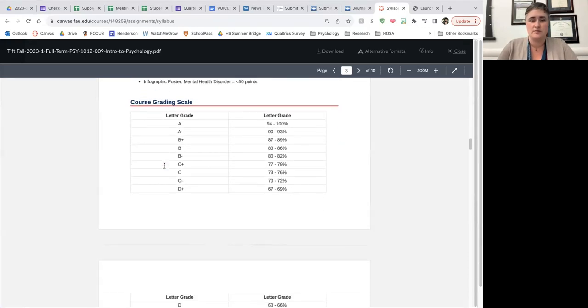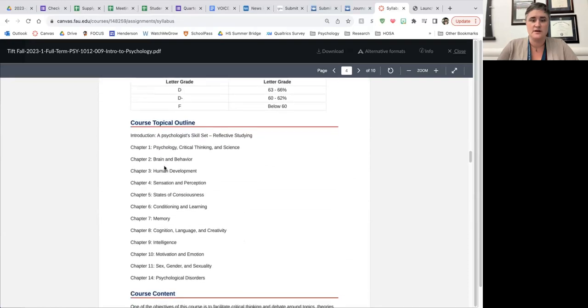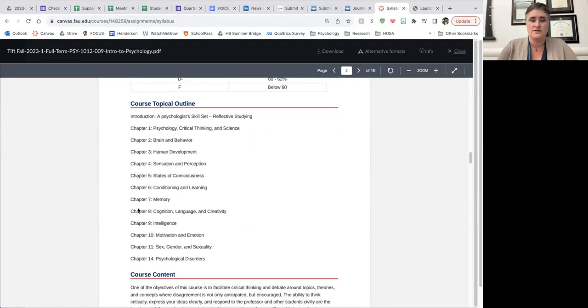Here is the grading scale breakdown. It's the university standard. Here are our topic outlines right here. So we do cover the introduction chapter, especially in the fall, because it talks about study strategies and time management, and also how to utilize our textbook for studying. And then we go through the chapters one by one.